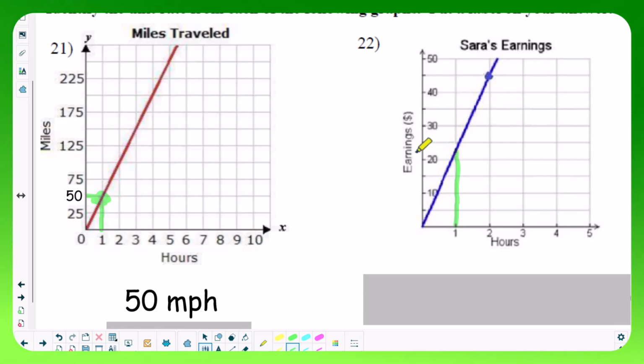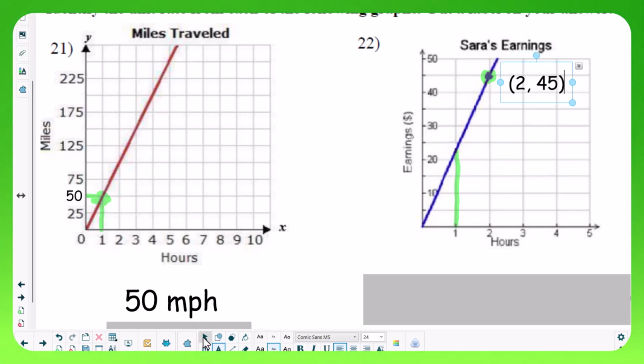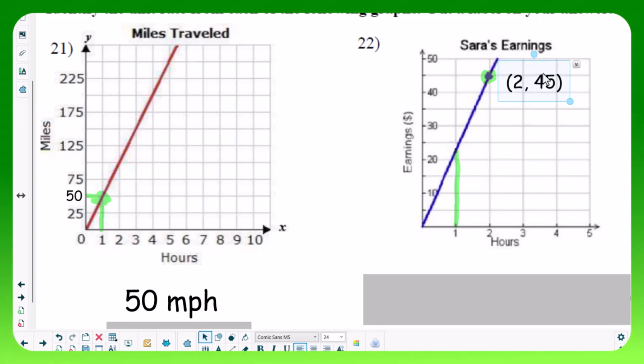And I'm not exactly sure where that is. If I follow it across, it looks like halfway between 20 and 25. But I don't really want to guess. So what I notice is that I do have a point up here pretty easy for me to identify. And that point is at 2 comma halfway between 40 and 50, which is 45. So I'm going to go ahead and label that point for us. That means that in 2 hours, Sarah's going to earn $45.